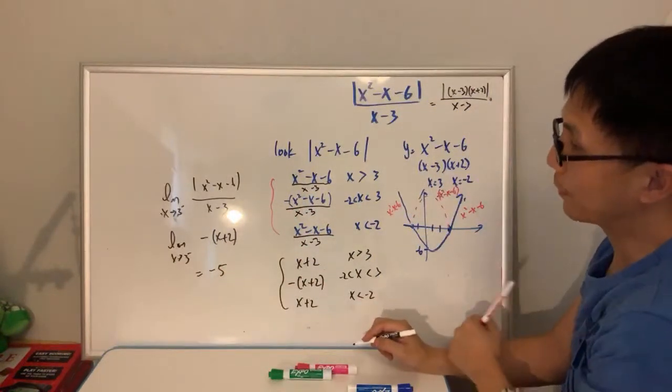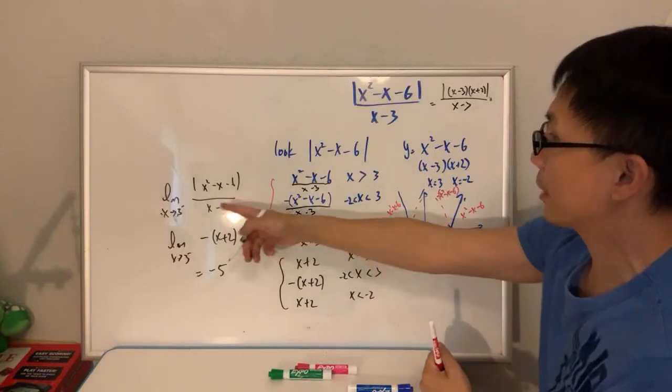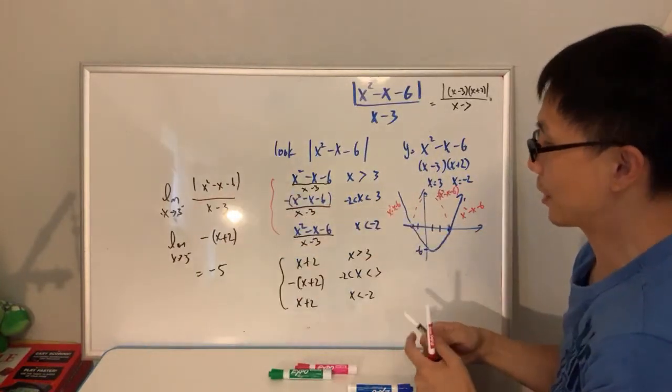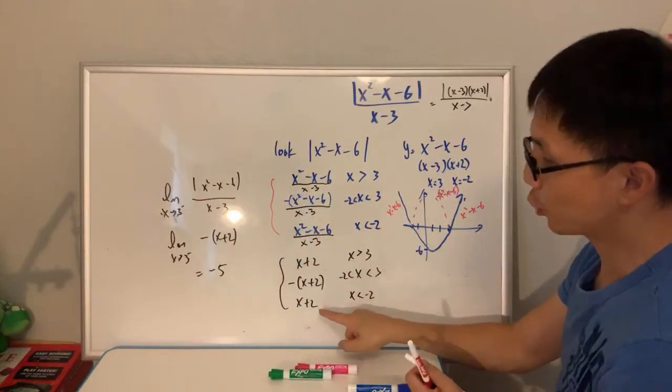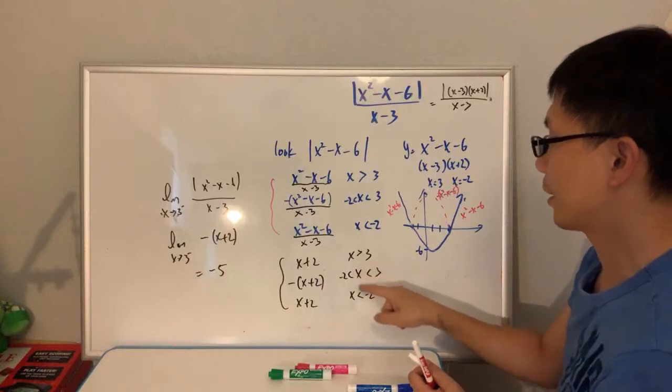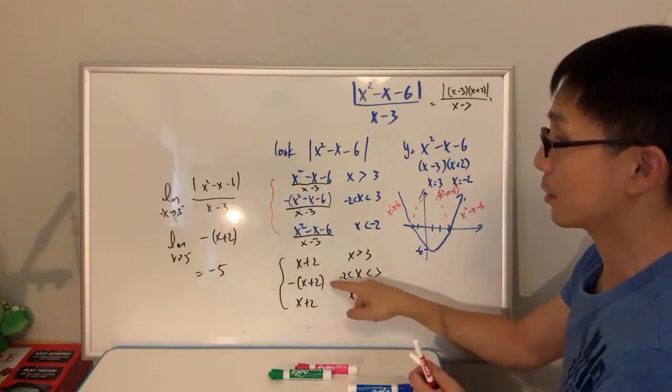Okay, so if I were to graph this function and say the limit as x approaches 3 from the left side of this function, the answer is negative 5, because I don't use this function nor this function. I use the middle function, because for 3 from the left side, this is the best candidate. This is the best function to go to.